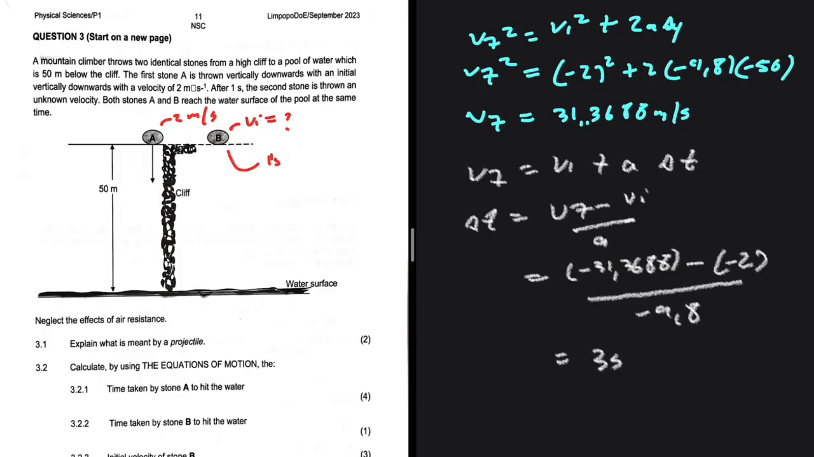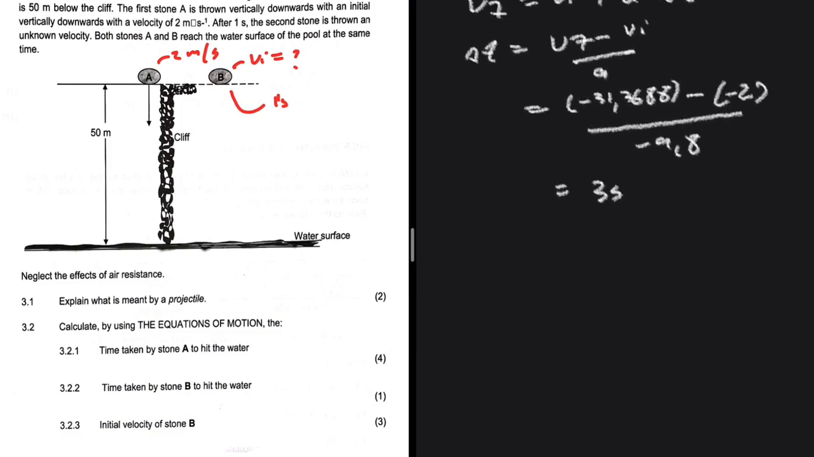That is delta t. The question that follows, 3.2.2, we're supposed to calculate the time taken by stone B to hit the water. This is for 1 mark. So just to remind you, stone A and stone B strike the ground at the same time, but stone B is projected 1 second later. So the time for stone B is equal to the time for stone A minus 1. So this is just 3 minus 1, which is 2 seconds. And just like that, we have the time for stone B.